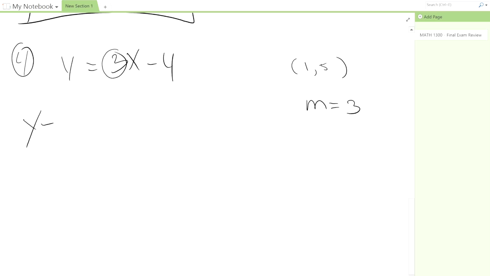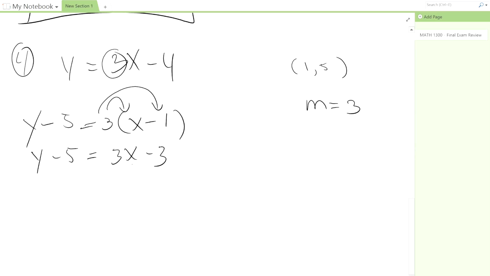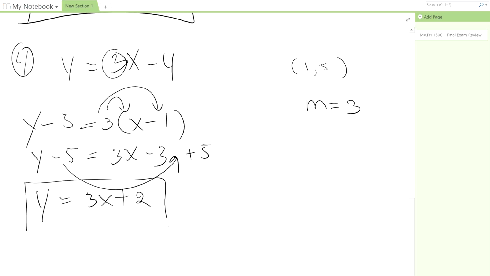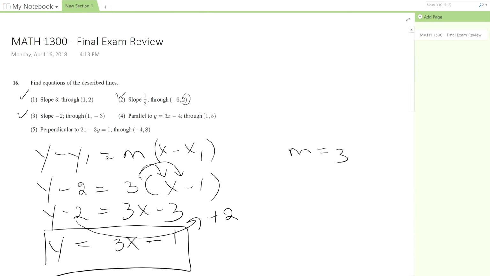So we get y minus 5 equals 3 times x minus 1. Let's go ahead and distribute the 3. I get y minus 5 equals 3x minus 3. Let's go ahead and move the 5 to the other side to become positive. Y equals 3x, and I have negative 3 plus 5 gives me a positive 2. And that would be the equation of that line. Let's go ahead and do one more here.